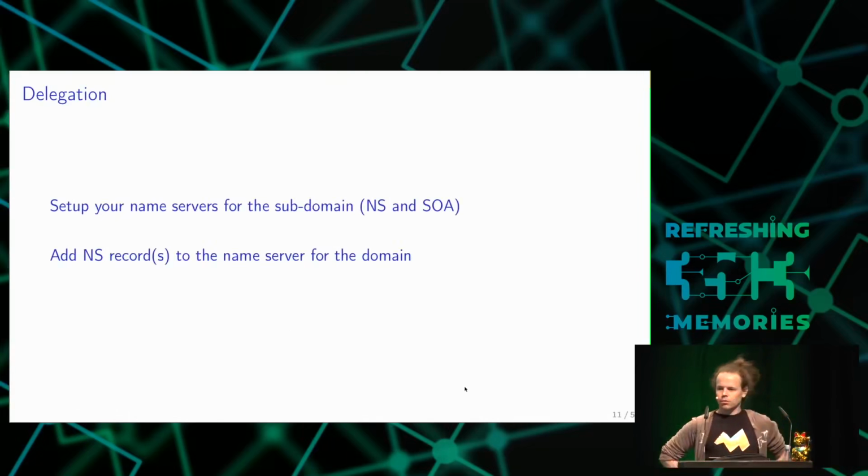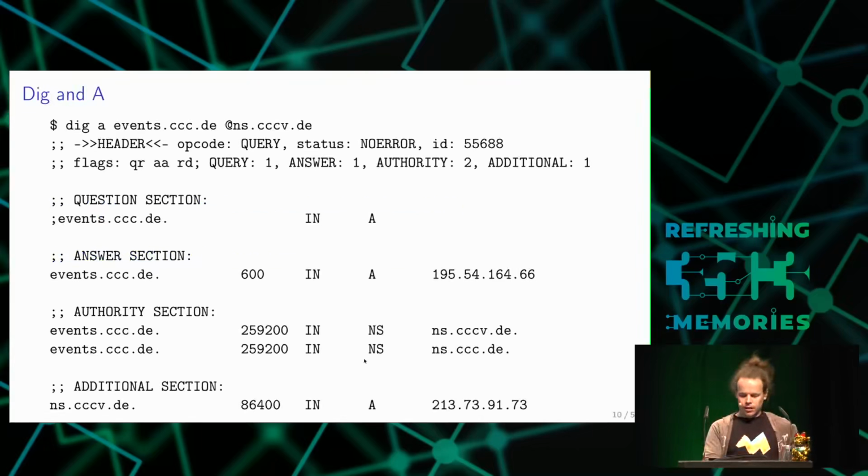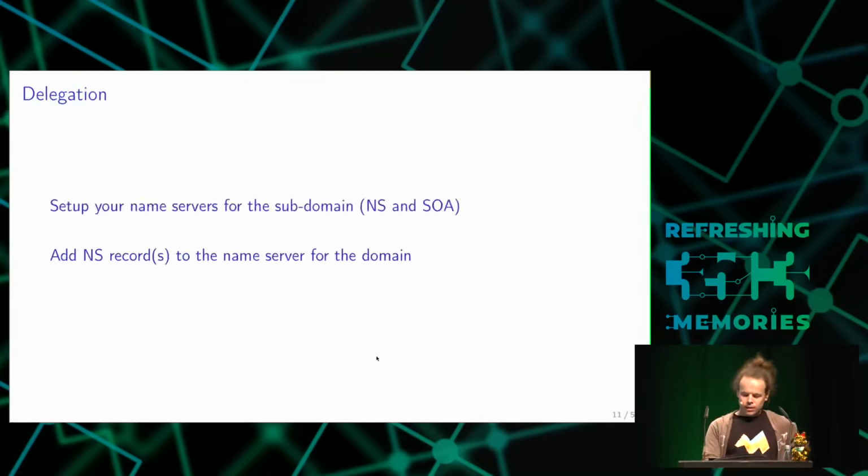So how does this whole delegation system work together? We have now seen names and the query. Well, first of all, you need to set up your name service for the specific domain or subdomain. So you need to insert into your name server some name server records and some start of authority record. And then for the subdomain you want to serve, you need to insert into the superdomain, for example ccc.de, the delegation that now my name servers are responsible for this subdomain.